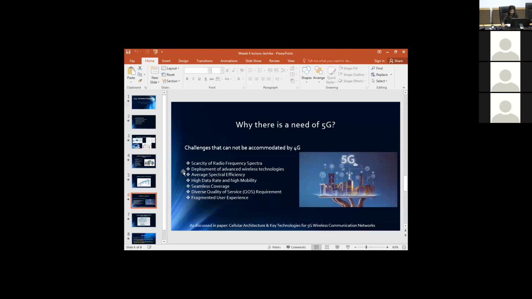which is allocated for cellular communications. Cellular frequency uses ultra high frequency bands for cellular phones, normally ranging from several hundred megahertz to several gigahertz. And then there is the deployment of advanced wireless technologies, which comes at the cost of high energy consumption. Then we have average spectral efficiency, high data rates and high mobility, seamless coverage, diverse quality of service requirements, and fragmented user experience. This is due to the number of people getting access to mobile each day, and getting into mobile communication.